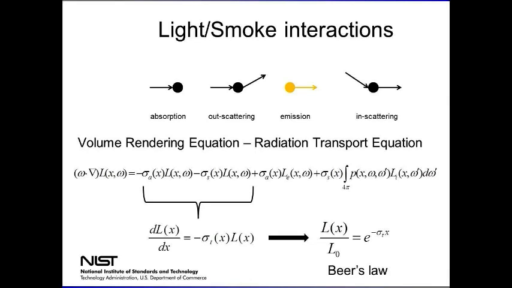If the smoke is hot enough, or if you're in a combustion region, the light can increase. And then you can have light scattering from other directions into the line of sight and also cause it to increase. Now, if you write out all these terms in a mathematical way, you have what's called the radiation transport equation, or the people in the graphics literature call it the volume rendering equation.